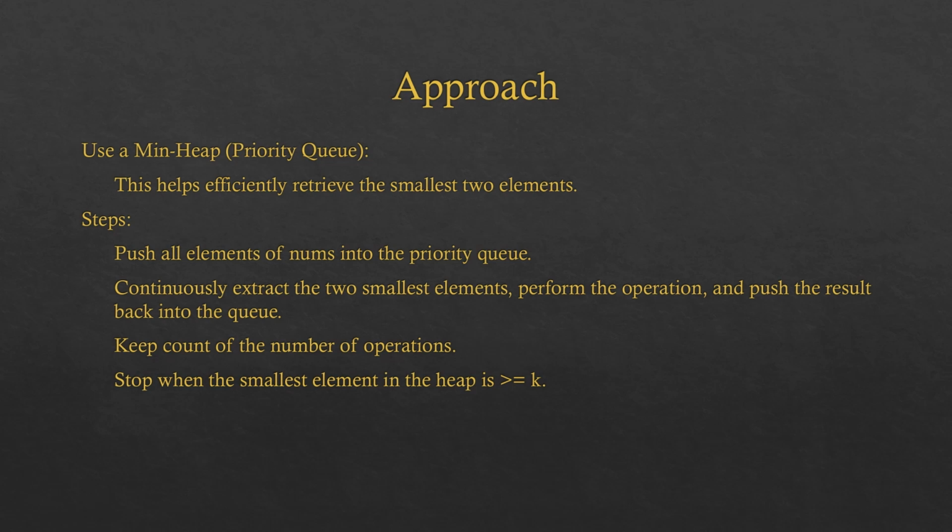To solve this problem, we use a min heap, also known as a priority queue. This data structure allows us to efficiently retrieve the smallest two elements from the array. We follow these steps.